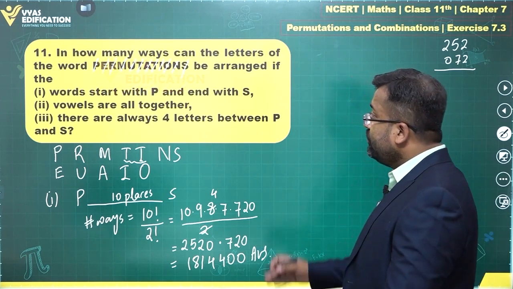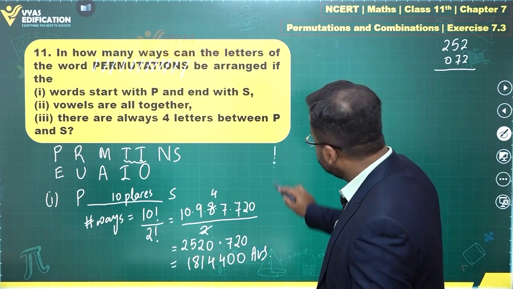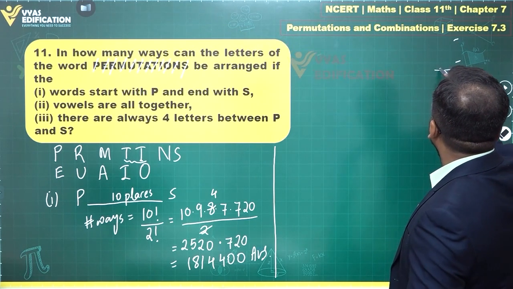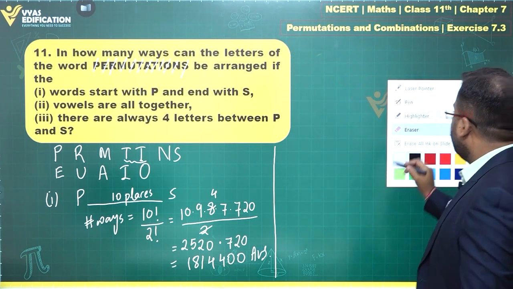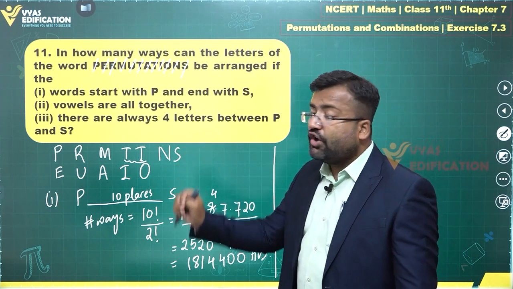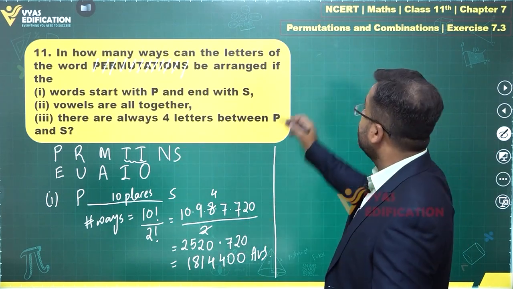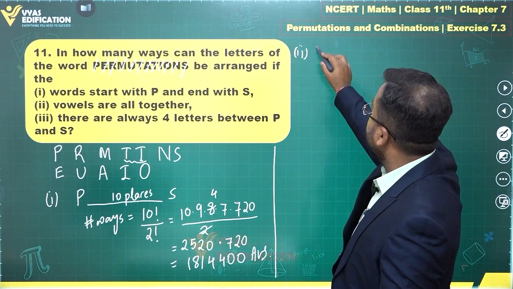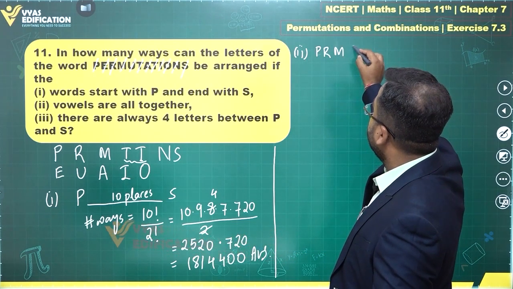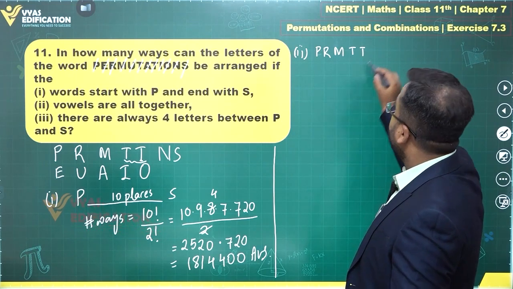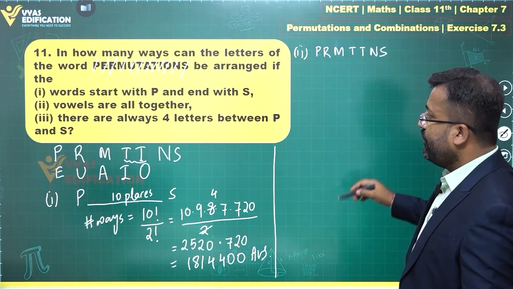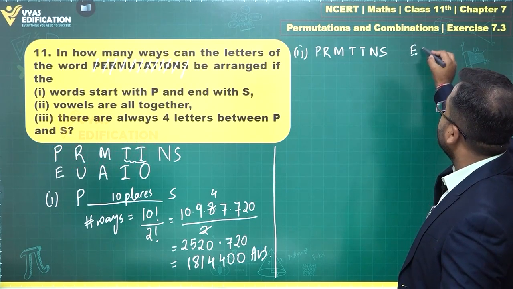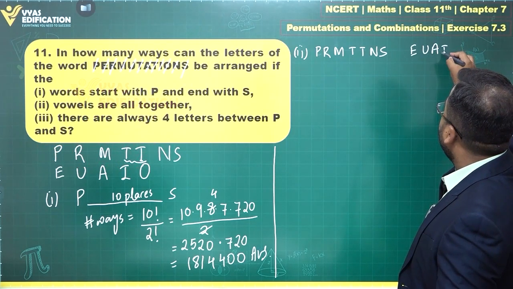Next, let us talk about the second part. What does the second part say? We can get rid of this, this is not required. The second part says that vowels are all together. Now what are we supposed to do in this one? The vowels have to be placed in a bag actually. P, R, M, T, T, N, S and the vowels. You see all the vowels are there: A, E, I, O, U, all the vowels have been covered. E, U, A, I, O.